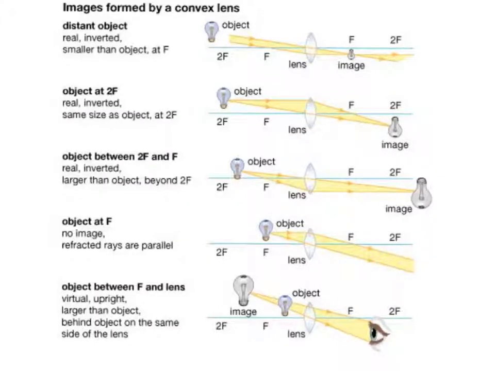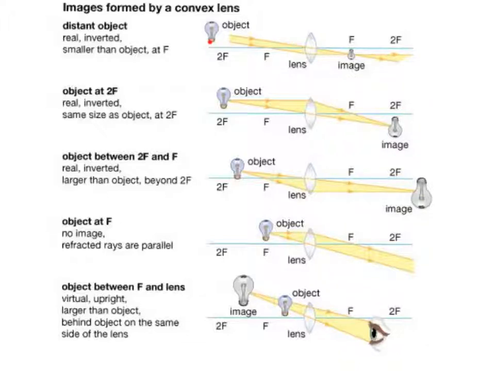So let's take a look at the different images formed by a convex lens. And this is similar to the images formed by our concave mirror because there are quite a few different situations that can happen with a convex lens. First, let's look at a distant object. Distant meaning it is beyond 2 times the focal length away from that lens.